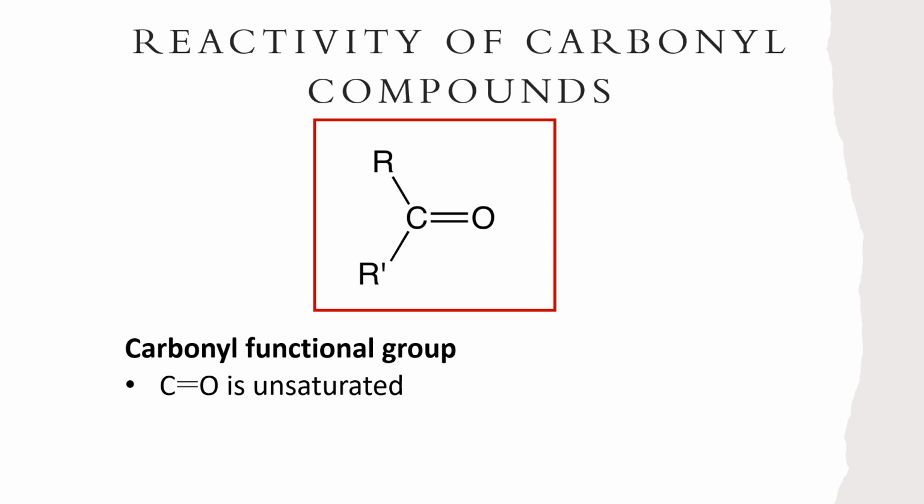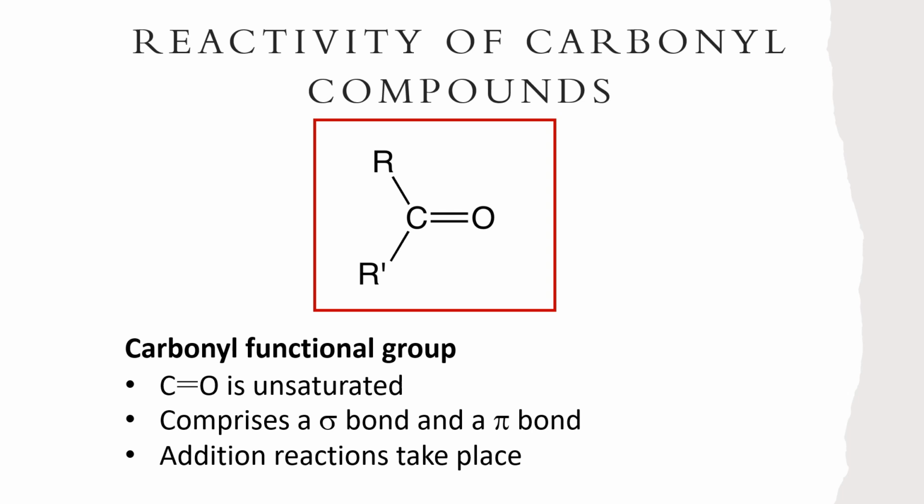The chemical properties of the carbonyl compounds are closely associated with its functional group. The C=O double bond is saturated, comprising a sigma and a pi bond. The pi bond can be easily broken to allow addition reactions to take place.